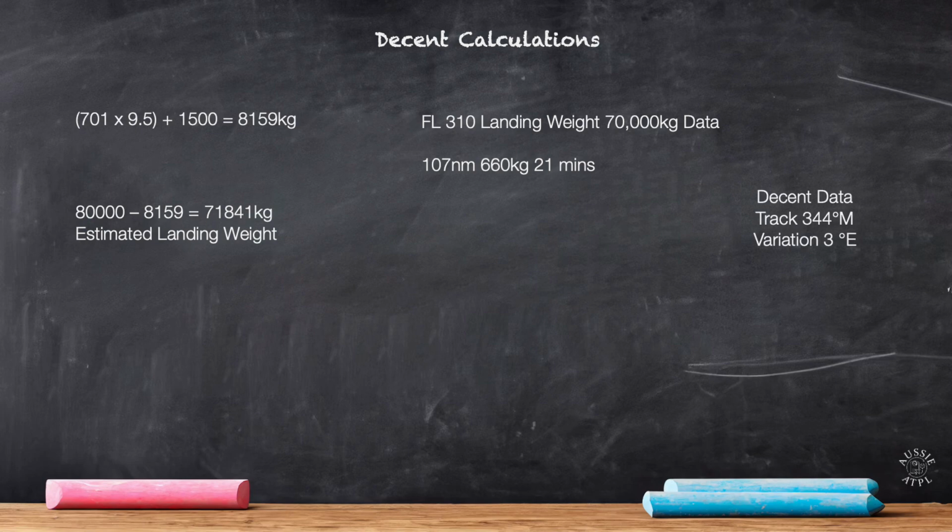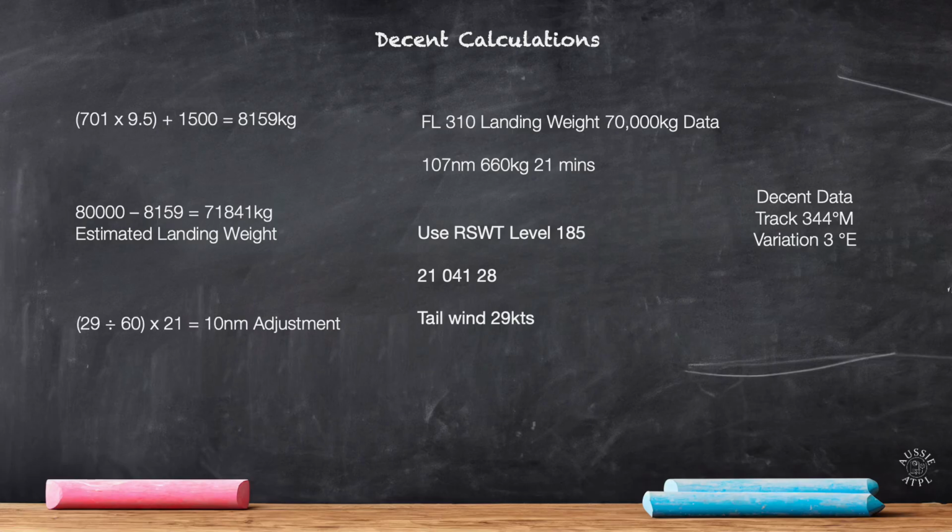Using the data we found previously, we must adjust this for our wind. So make sure you're using whichever level is halfway down the descent and round to the nearest route sector wind temperature level. So we're rounding to flight level 185 for this one, and we've got a little extract here of what the data was in the question. So this should give you a tailwind of 29 knots. We need to find how much this 29 knots will affect us over our 21-minute descent. So 29 divided by 60 times 21, and we get a 10 nautical mile adjustment.